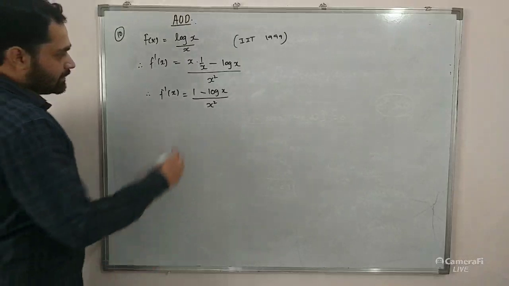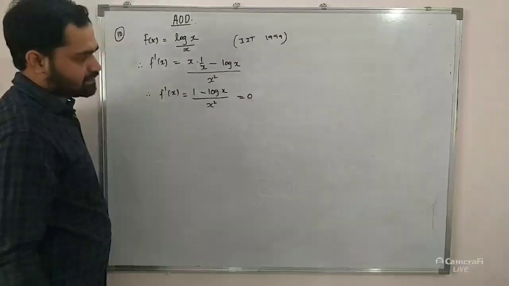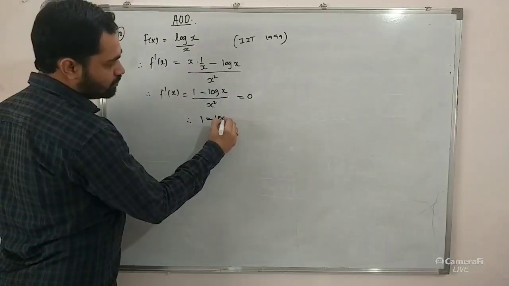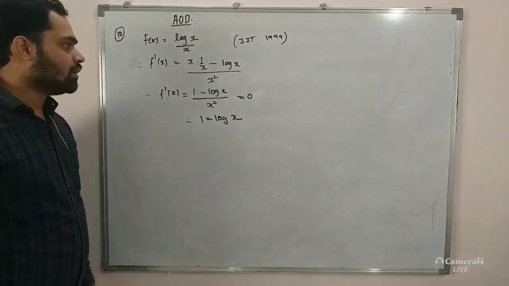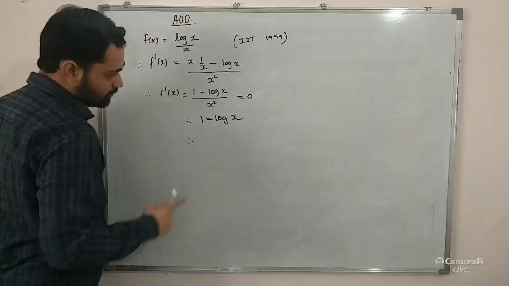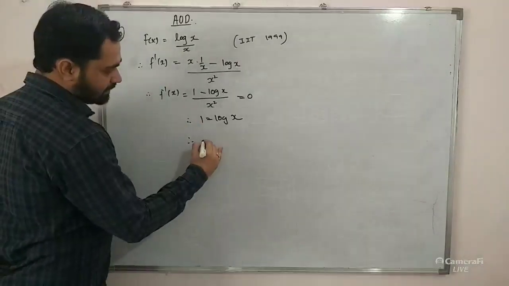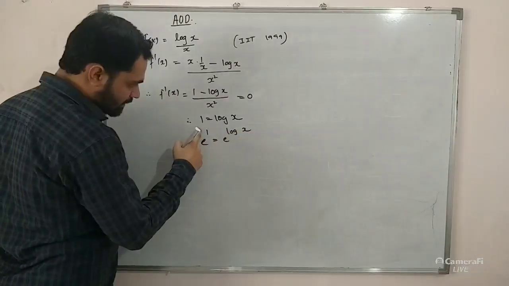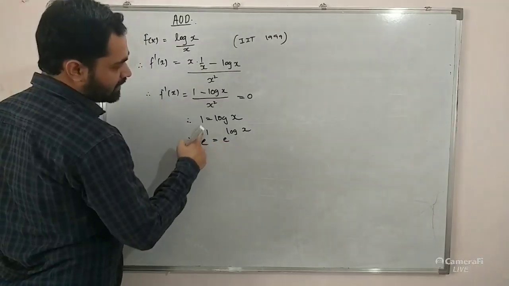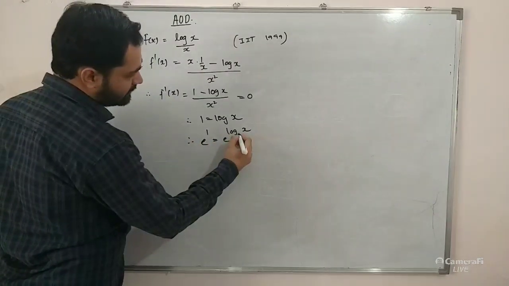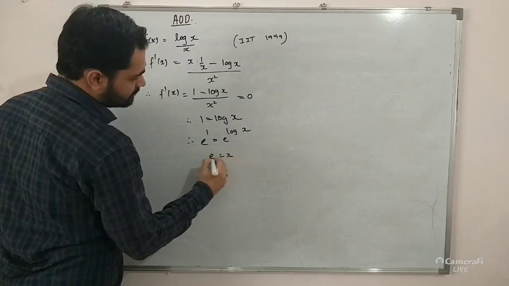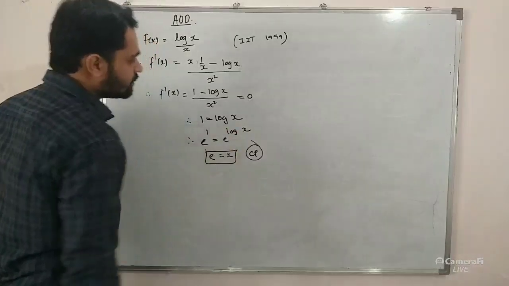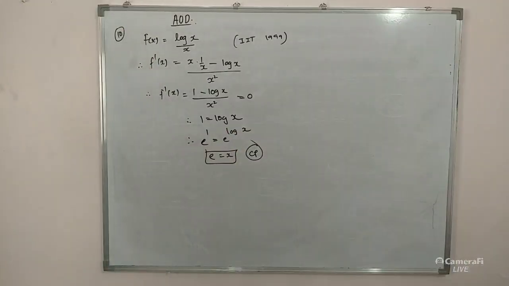So now from here we have to compare this term with 0. x square is multiplied with 0, so it becomes 0. It means 1 is equal to log x. देखो अब यहाँ पे मैं क्या कर रहा हूँ? Taking e raised to both the sides, e raised to power 1 is equal to e raised to log x. It means e raised to log x becomes x, so our critical point is x is equal to e. So this is the critical point of our function.